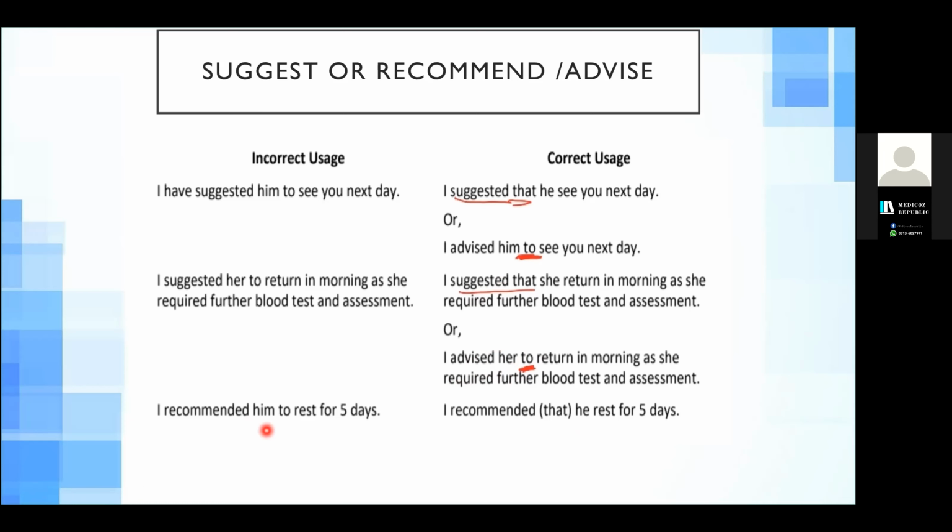Don't use him or her after these two words, suggest and recommend. This will be grammatically incorrect. This is a very minor mistake that we all make.